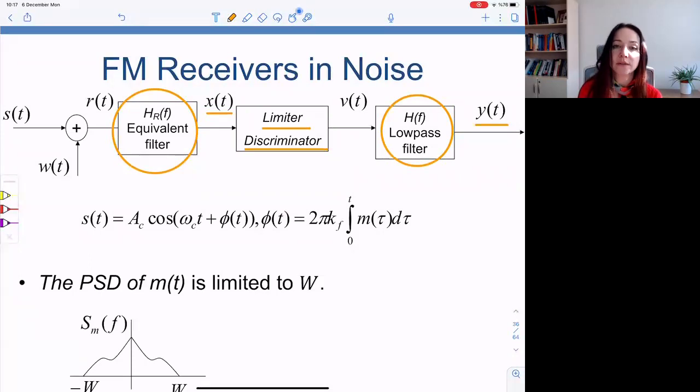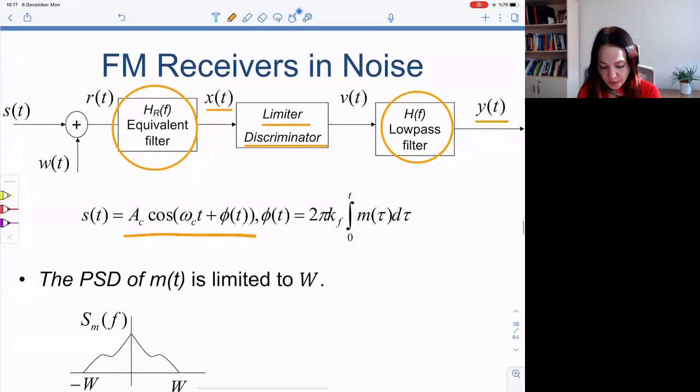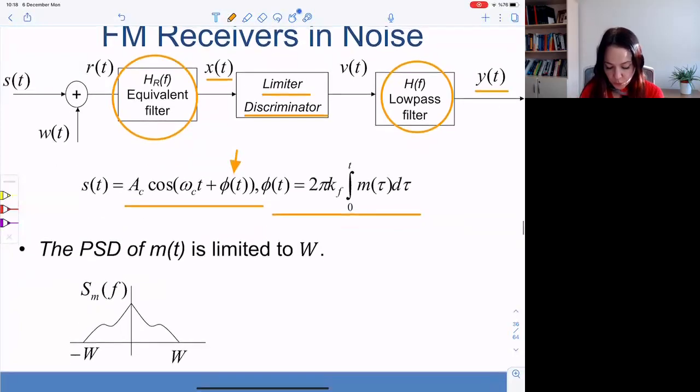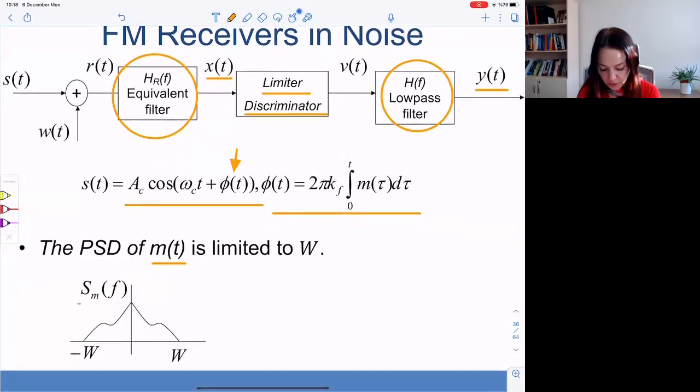No matter how you implement it, of course, in practice, there's going to be a feedback loop, etc. But we can model the FM receiver as such, because we're talking about the mathematical noise analysis anyway. So this is my input signal into the receiver with the time varying phase, and the message is inside this time varying phase. Ideally, this time varying phase is the integral of my message. Now we will assume that our message is band limited, such that its power spectral density is limited to W, as before.